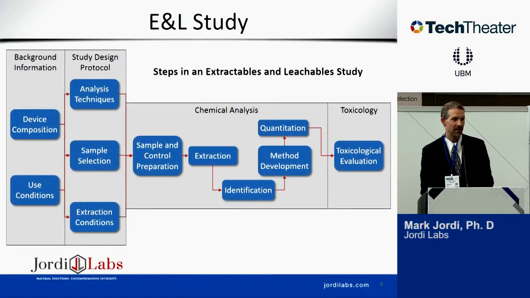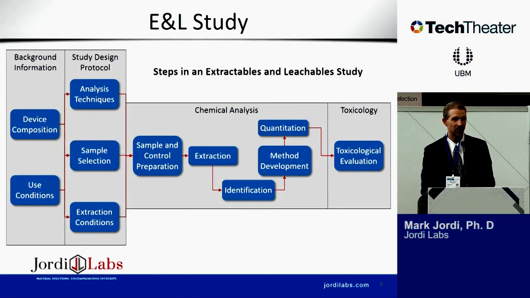This slide is an overview of what an E&L study consists of. The first section of an E&L study really is gathering background information. In order to design an E&L study, you have to know a lot about the device that you're going to study in terms of what it is made of and how it is going to be used. Those are the two primary questions we need to answer. In addition, there are other things we need to know, like the surface area of the device, but it's important to have a lot of background information before you design your study.